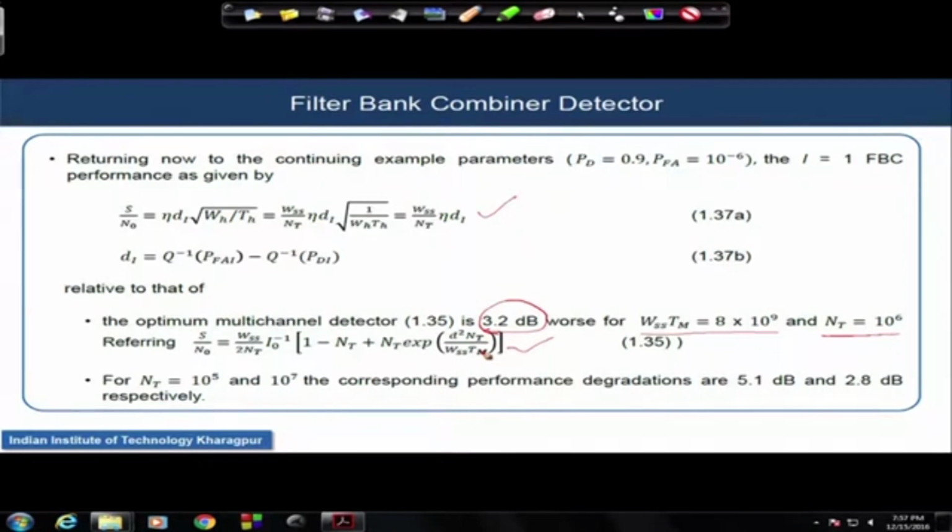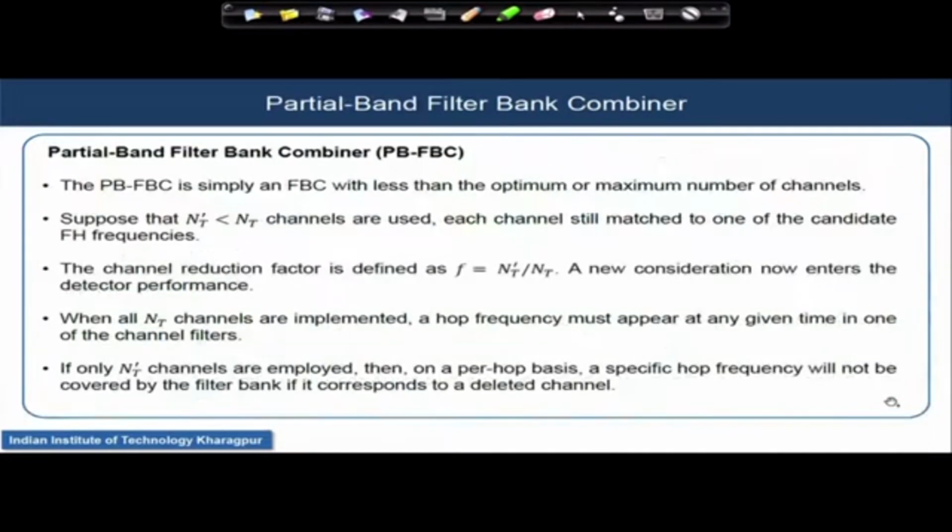And if I decrease this NT value to 10 to the power 5 and increase it to 10 to the power 7, then this performance gap will be visible as 5.1 dB and 2.8 dB. So that is the kind of typical values I have given here, to get an idea of how far our performance will vary from the optimal performance when we move to FBC. Definitely, when my NT value keeps on increasing, this difference will be lowered.